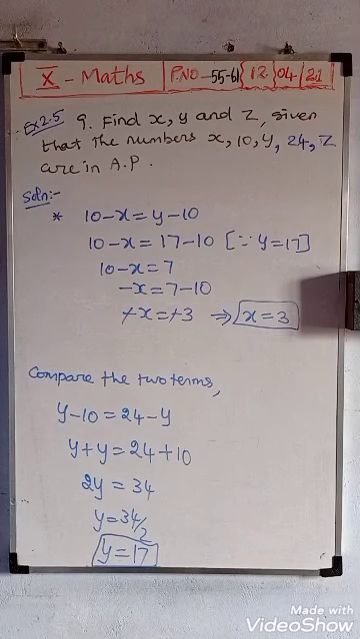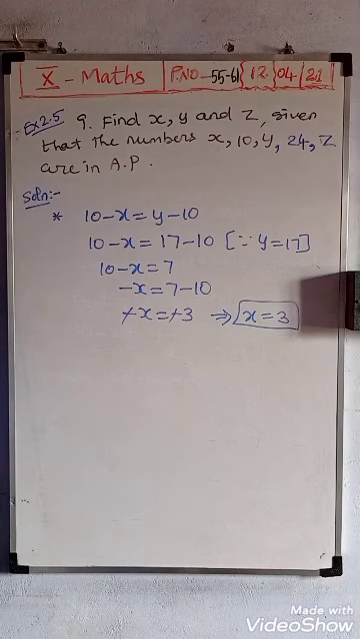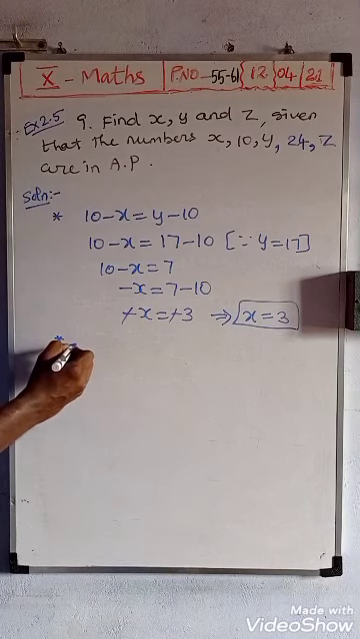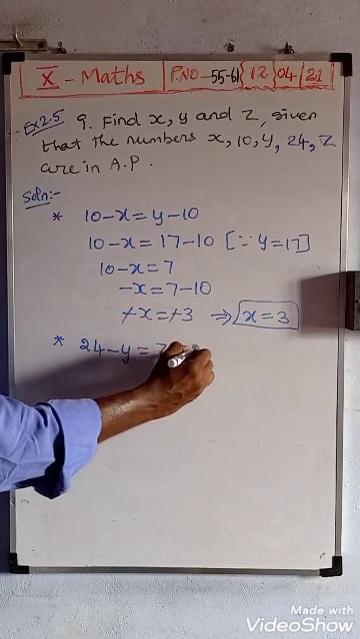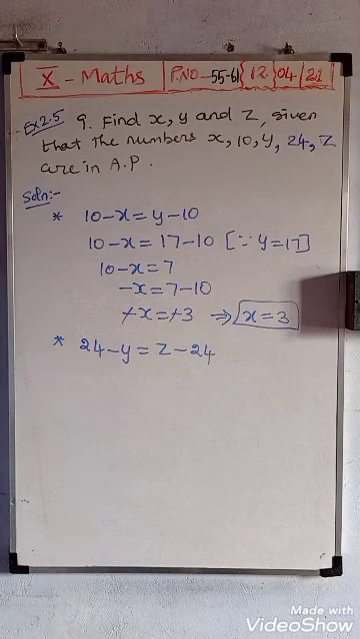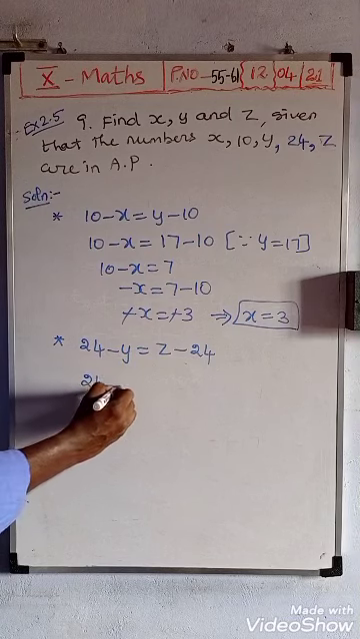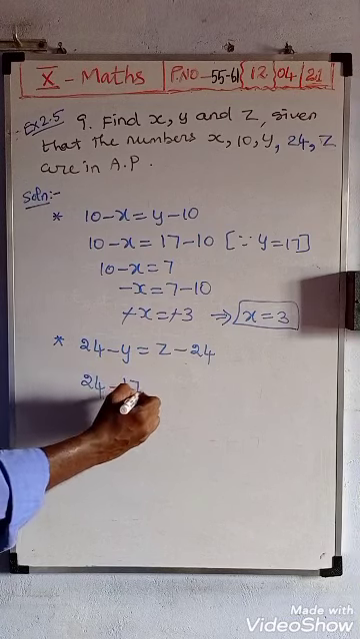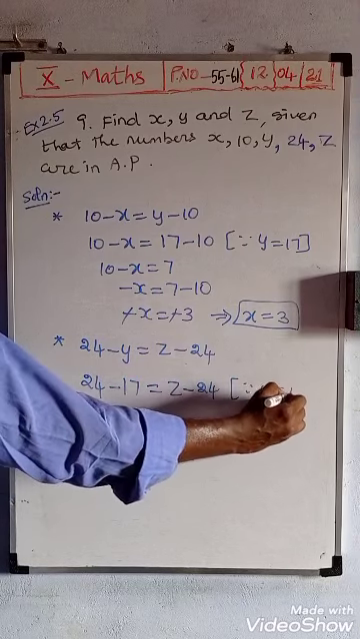Next z we need. So next two terms we want to compare. What are the last two terms you should compare? 24 minus y is equal to z minus 24. This you want to compare. That is y4 minus y3 is equal to y5 minus y4. Compare means now you see here 24 minus 17. Since your y value is 17, so 17 is equal to z minus 24.